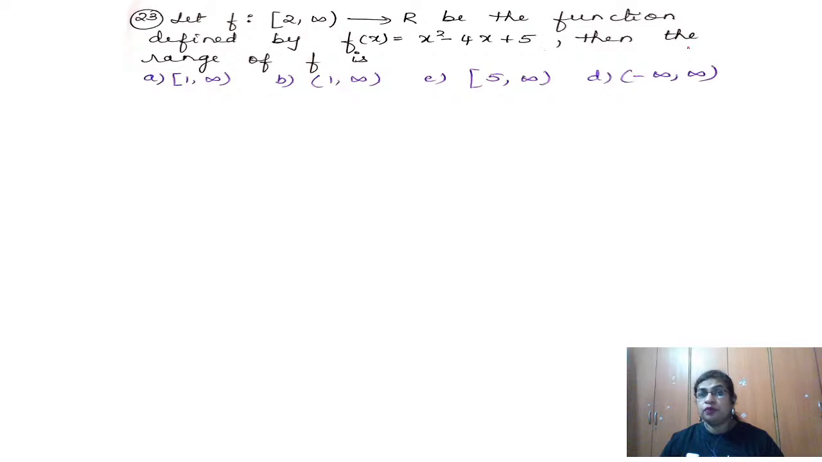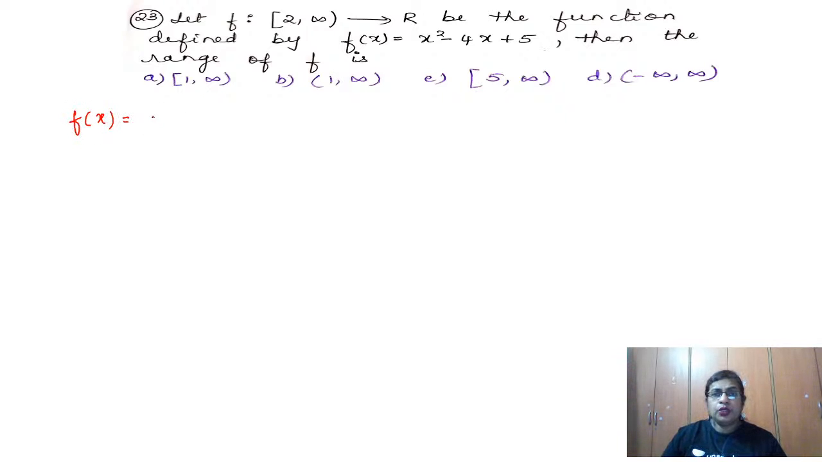Then we have to find the range of f. Here the domain is given and the codomain is given. We have to find which among the 4 options will become the range for me.